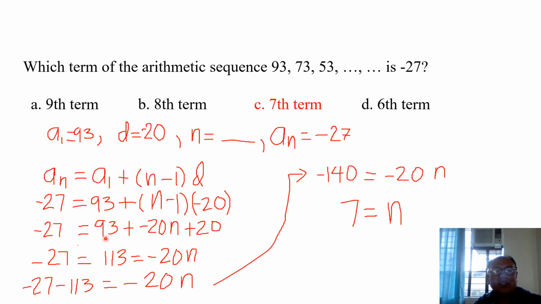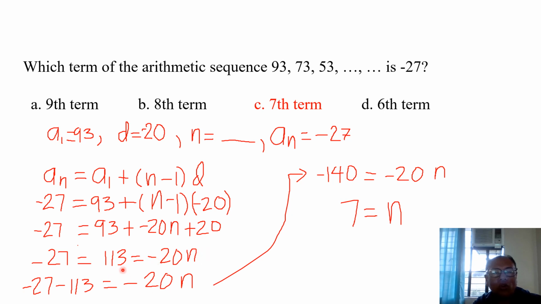And then simplifying further, negative 27 is equivalent to 93 plus, you distribute negative 20 inside the parentheses, so that is negative 20n, and then negative 20 times negative 1, that is positive 20. Then we're going to add 93 plus 20, that is 113. And then, wow, there's a problem. This must be 113 plus negative 20n. Yes, that is 113 minus 20n.